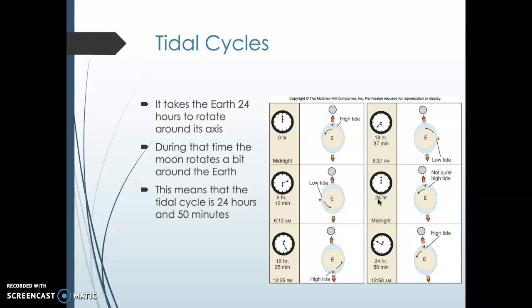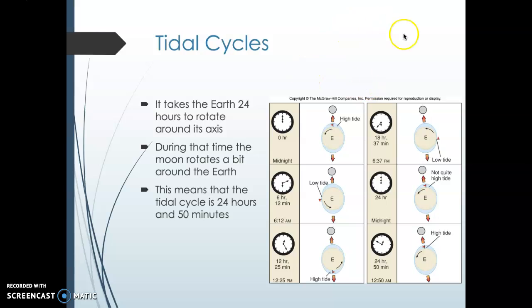And as you guys know, the moon orbits around our Earth, and the Earth rotates around its axis. Even though it takes the Earth 24 hours to rotate around our axis, the moon moves a little bit every day, right? It takes about 28 days to move completely around the Earth. And so this is why every day the tide comes about 50 minutes later.